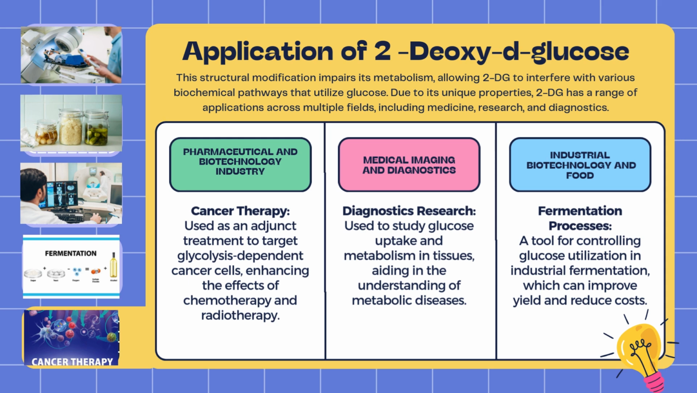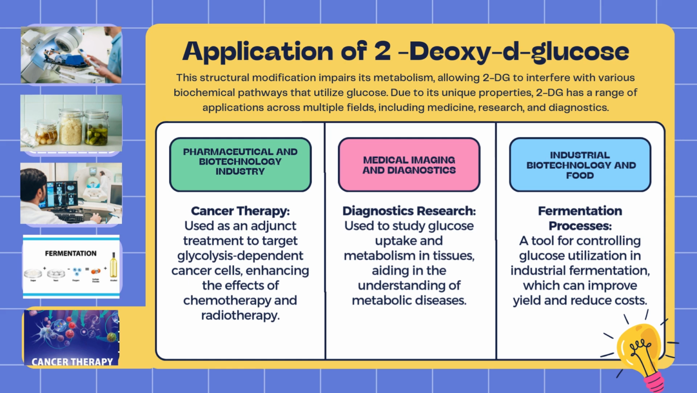Due to its unique properties, 2DG has a range of applications across multiple fields, including medicine, research, and also diagnostics. For the first application, pharmaceutical and biotechnological industry, cancer therapy, used as an adjunct treatment to target glycolysis-dependent cancer cells, and enhancing the effect of chemotherapy and radiotherapy.